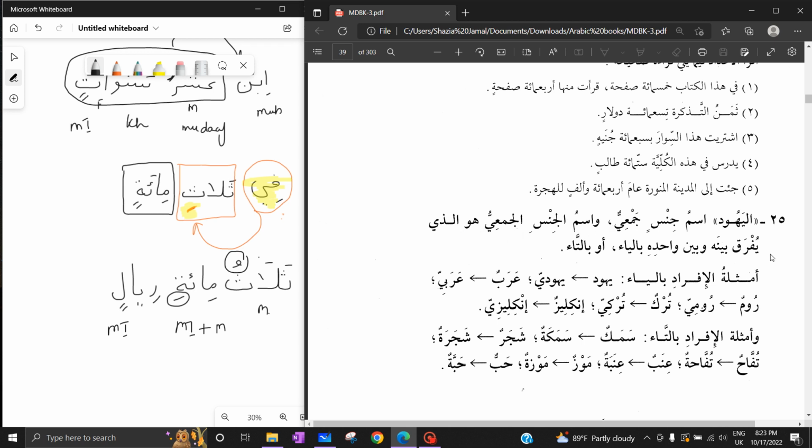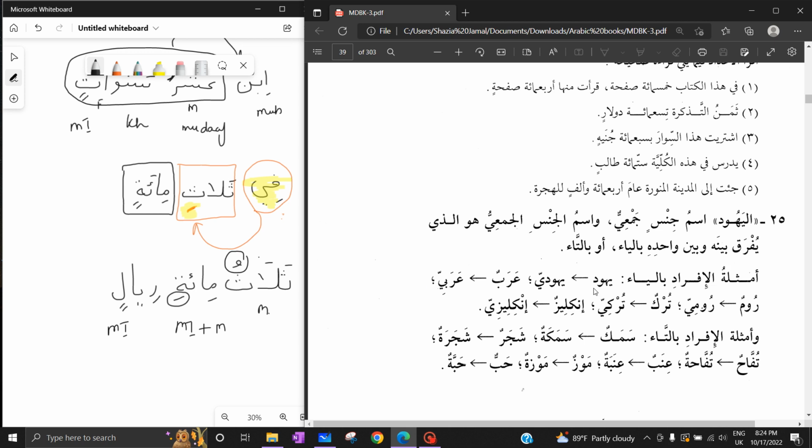هو الذي يفرق بين بينه وبين واحد بالياء أو بالتاء. For example, أمثلة الأفراد بالياء. يهود، يهودي. يهود means Jews. So when you are speaking about a male Yahud, male Jew, what will you put? Ya. You remember the nisba with ya with a shadda, so for this, Yahud, Yahudi, Arabun, Arabiyun.